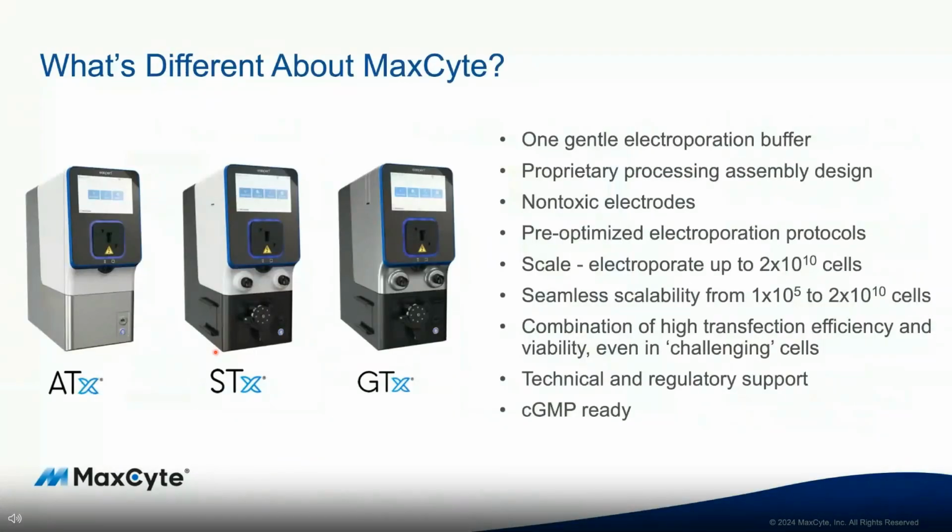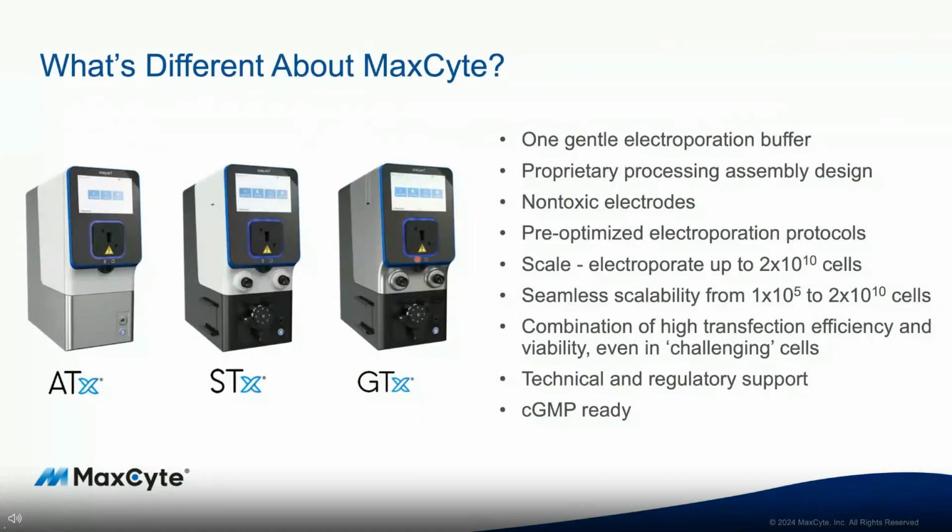So what's different about MaxCyte? You can see from our instruments on the left here, from the ATX to the GTX. The ATX is for basic research, but can still electroporate up to 700 million cells. The STX and GTX have this peristaltic pump, which can electroporate up to 20 billion cells. The STX is for bioproduction to produce proteins and viral vectors, whereas the GTX is a GMP compliant platform.